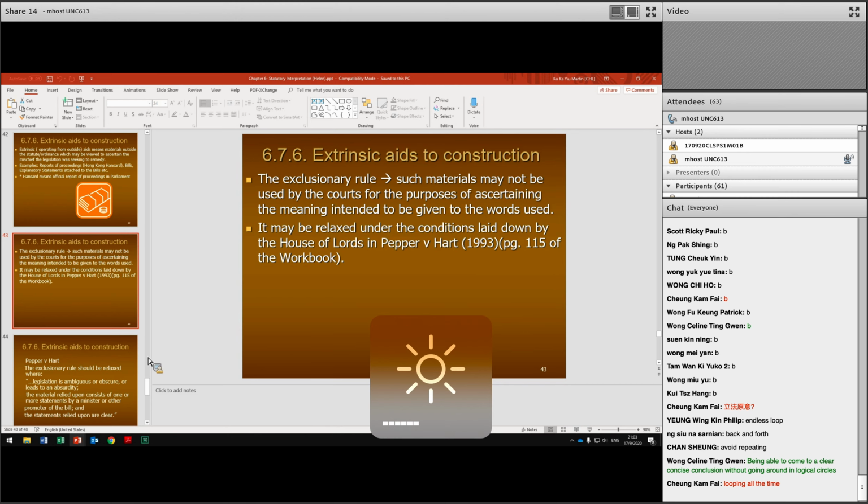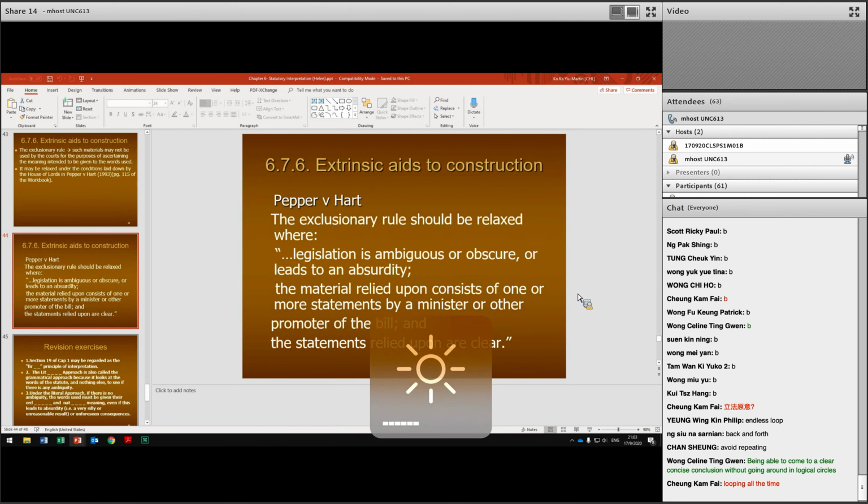For those exceptions, there are some conditions. Under the case of Pepper v Hart, the exclusionary rule should be relaxed where the legislation is ambiguous or obscure or leads to an absurdity. And also the material relied upon consists of one or more statements by a minister or other promoter of the bill. And also the statements relied upon are clear.